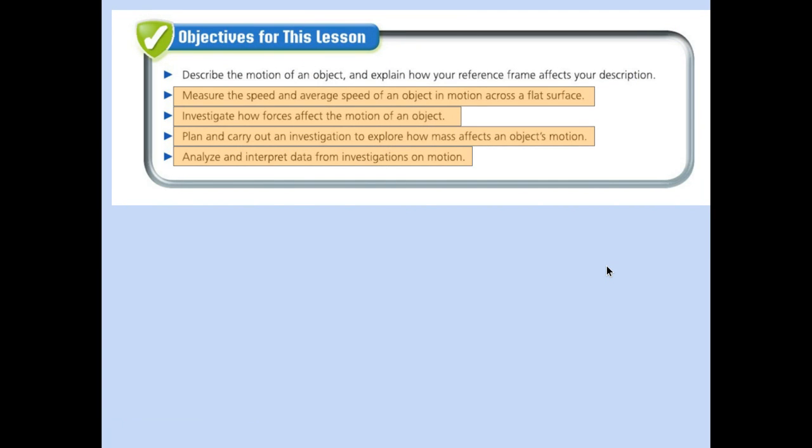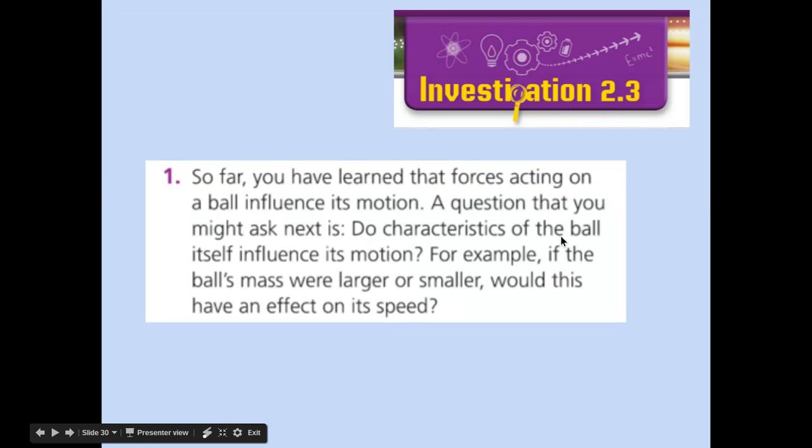For this lesson, 2.3 on mass and speed, we're going to be measuring speed and average speed of an object again. We're going to be doing this a lot. We're going to investigate how forces affect the motion of an object. We're going to plan and carry out that investigation to explore how mass affects it. We're going to have the steel marble that we used on Wednesday, and we're going to add a very light marble, the exact same size. And then we're going to make a data table comparing those once again. So it's going to be a very similar lab. The only difference is now instead of using two surfaces, we're going to use a light marble and a heavy marble to compare mass and speed.